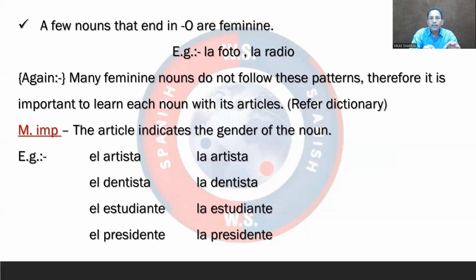El estudiante, la estudiante. A student can be male, a student can be female. Again, el estudiante means the male student, and la estudiante means the female student. El presidente, la presidente. El, again, the male president. La, again, the female president. I hope you got it.